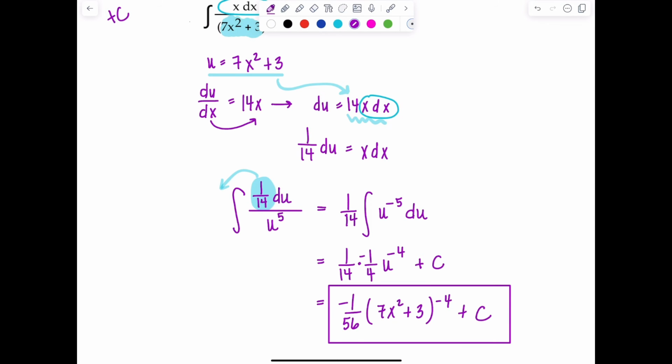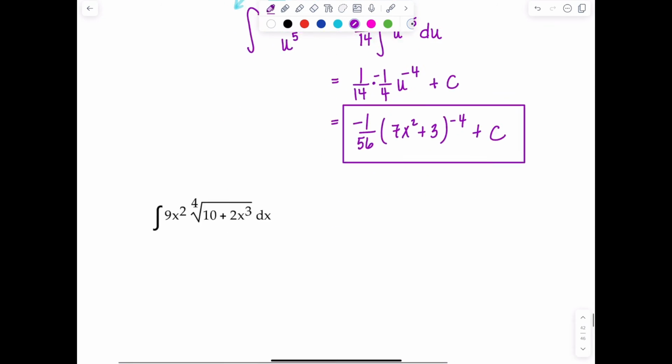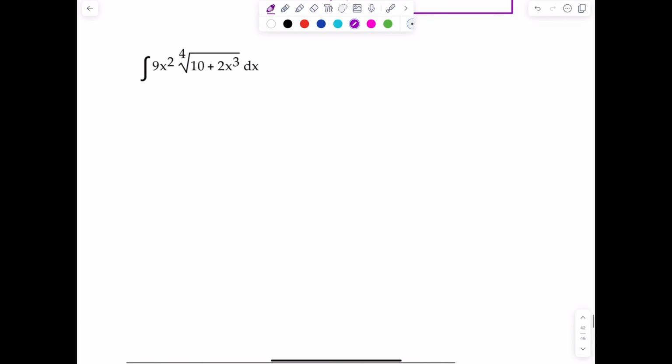Shall we try another? Oh yes, these are so fun, I think. Hopefully you enjoy doing some integrals. Indefinite integral of 9x squared times the 4th root of 10 plus 2x cubed.